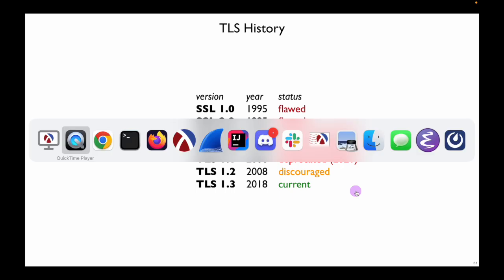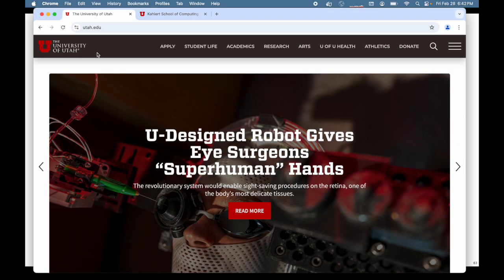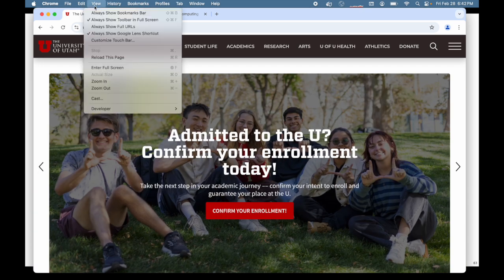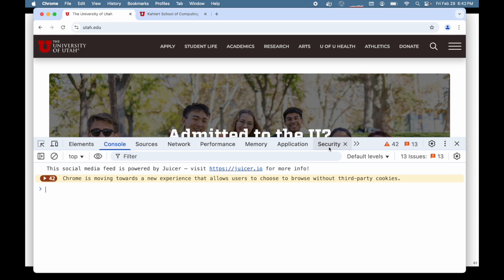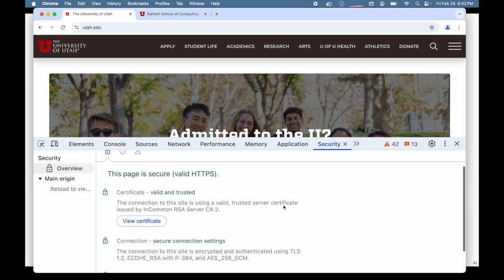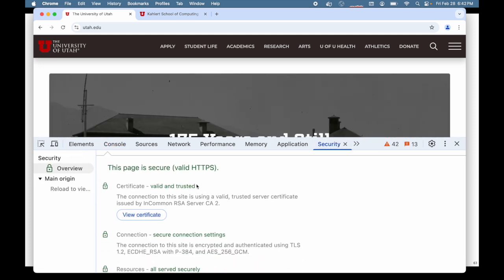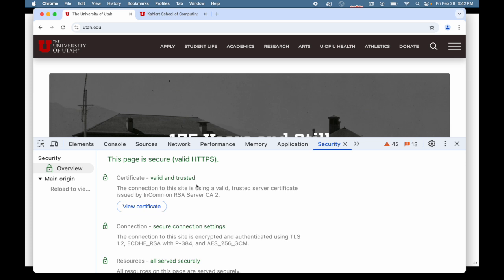To see current practice, I'm going to jump over to a web browser where I've connected to the University of Utah's website. And in Chrome, I'm going to look under Developer, Developer Tools, and pick the Security tab here. We can see that we are connected, and in a way that's using a valid certificate.